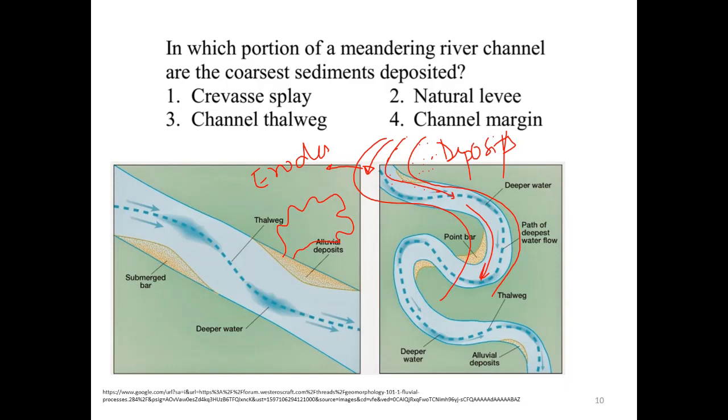So this is channel crevasse splay, which of course cannot have the coarsest sediments in the meandering channel. Now natural levee, we all know that the natural levee is on the floodplain, this way. So floodplains over here, this is the natural levee, which of course cannot have the coarsest sediments. Now we have two options, channel margin and channel thalweg, and the correct answer is the channel thalweg.